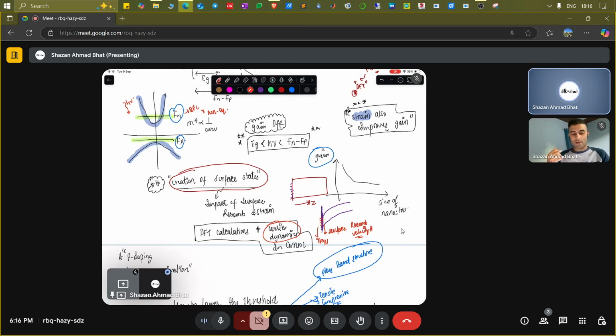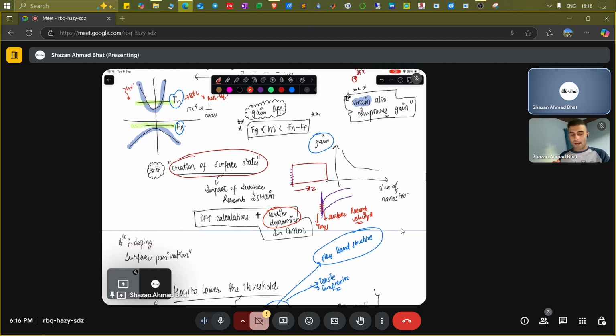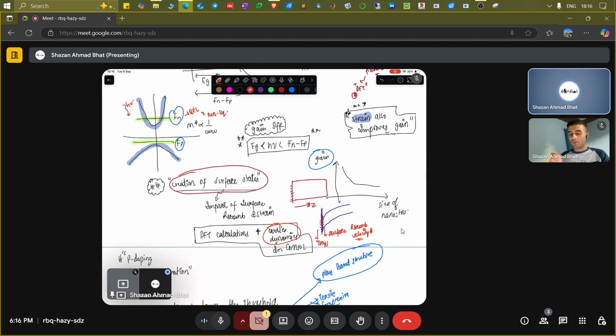So what you try to do is dope it heavily, p-type dope. What's that going to do? That's going to shift this Fermi level towards the valence band. It's going to go into the valence band then. And why is it important? Because the gain or the absorption depends upon the difference in the Fermi levels. So if you can tune the differences in the Fermi levels, you can tune the responses and you can tune the gain as well. So that's as simple as that.